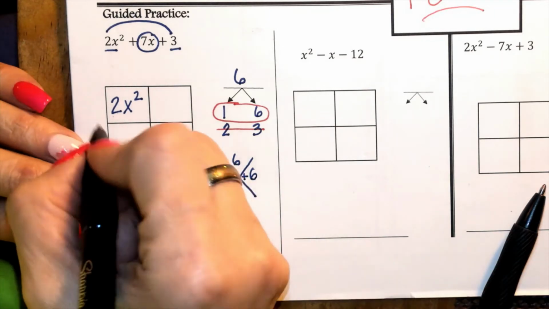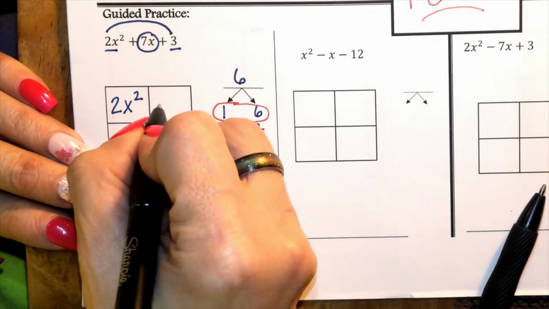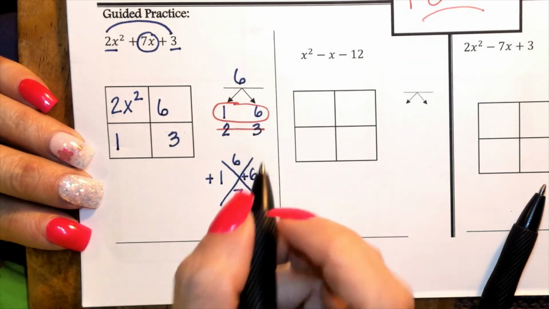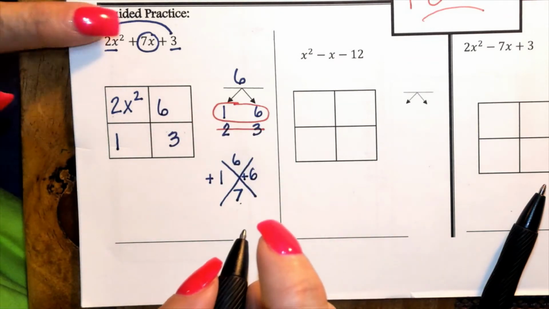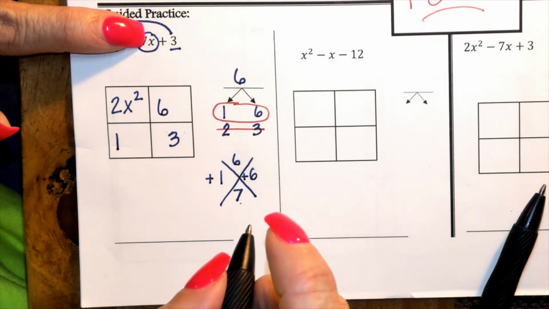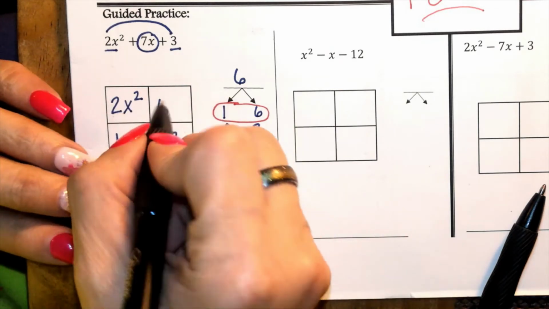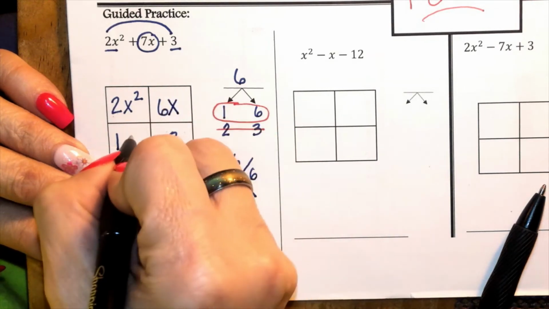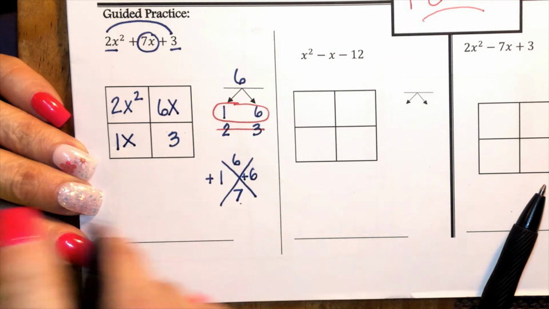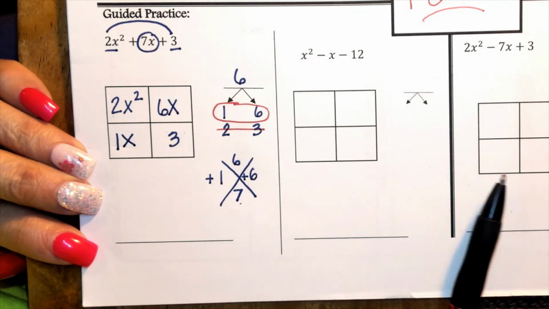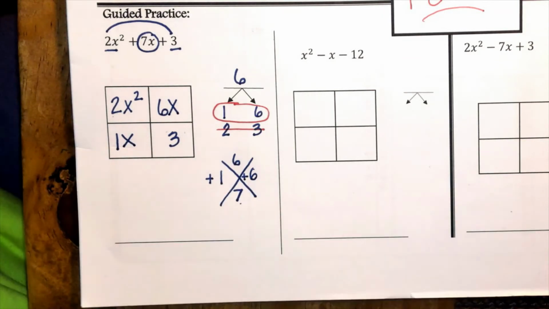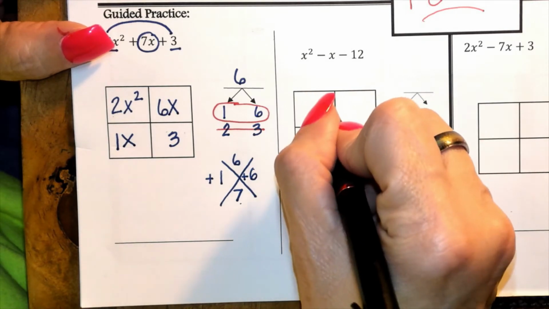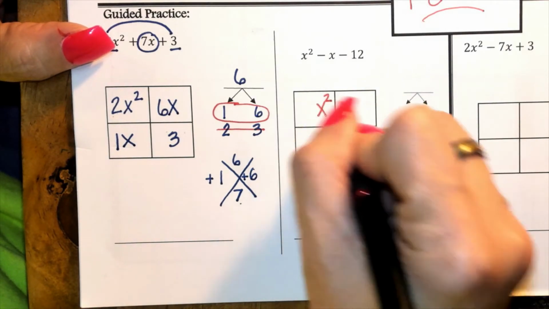Here's the thing. This has an X. I need to be sure when I put them in the box that I put an X with them. Very, very important. In fact, every time you set it up, you could almost always say this is x squared, this is x, and that's not. It's almost always like that.